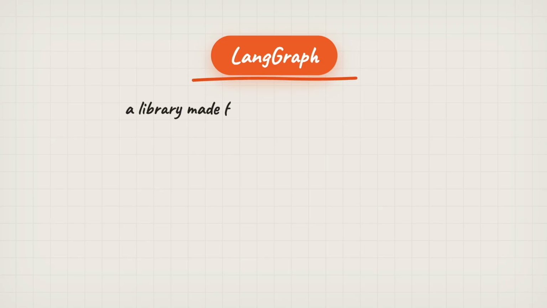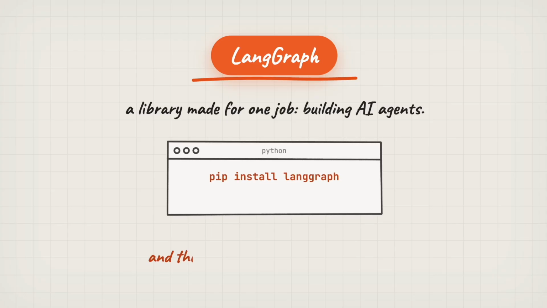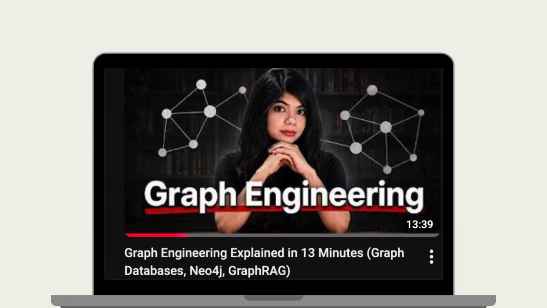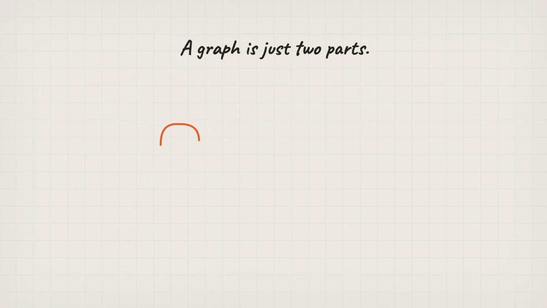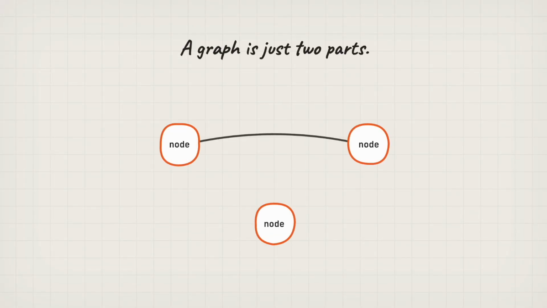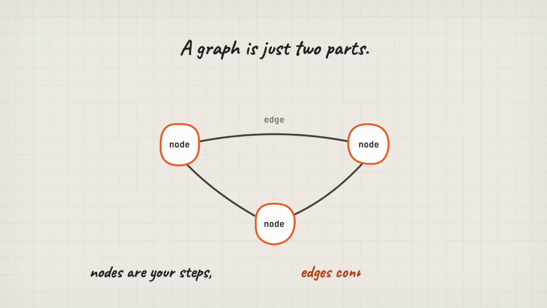So, LangGraph is a library made for one main job: building AI agents. I will be using the Python version here, and the way it builds them is as a graph. Now, if you have seen my graph video, this is gonna feel familiar. A graph is just two parts: nodes and edges. Nodes are your steps, and edges are the connections between them.